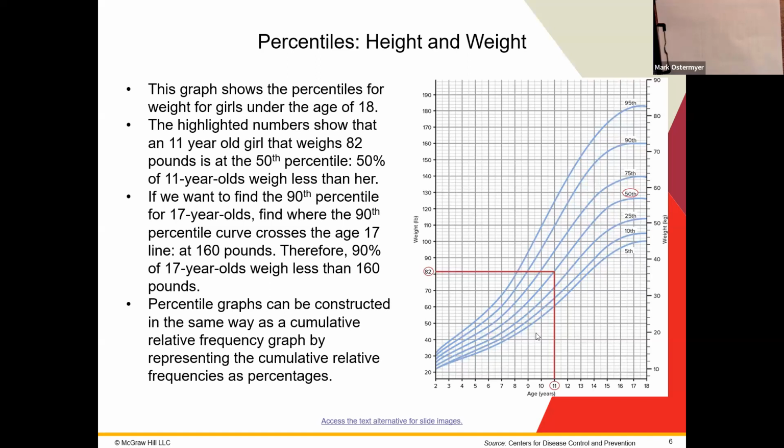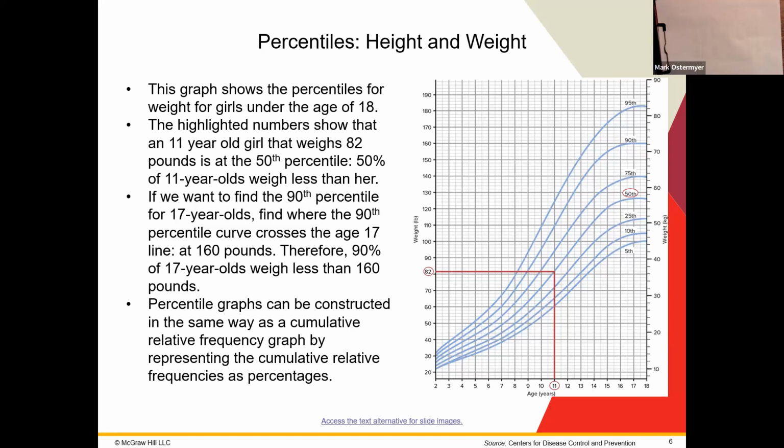So if you look at an 11-year-old girl and you go up and you strike the 50th percentile curve, and then project it horizontally back to the vertical axis to the left, you can see that 50% of 11-year-old girls have a weight that is less than 82 pounds. So 82 pounds, ladies and gentlemen, would be the 50th percentile of the weight of 11-year-old girls. Does that make sense?